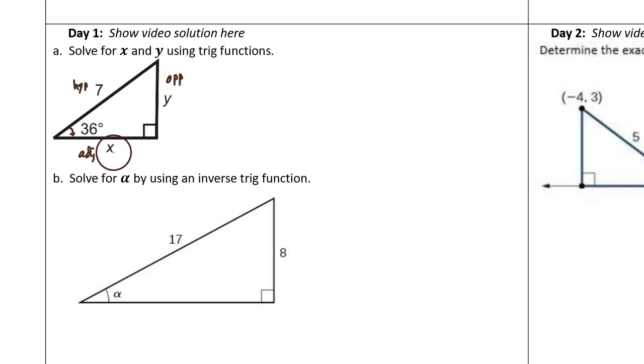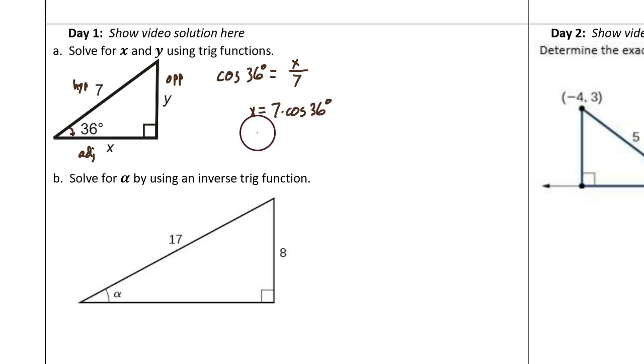In order to solve for either x or y, we're going to need to use the fact that the hypotenuse is 7. We need to choose a trig function that involves hypotenuse. I'm going to choose cosine and then say 36 degrees. By definition, cosine is adjacent over hypotenuse. That would be x over 7. This creates an equation involving trigonometry. To solve for x, you'd multiply the 7 over to the other side.